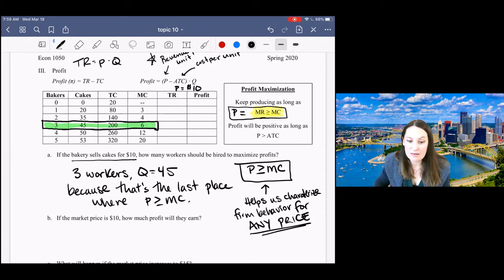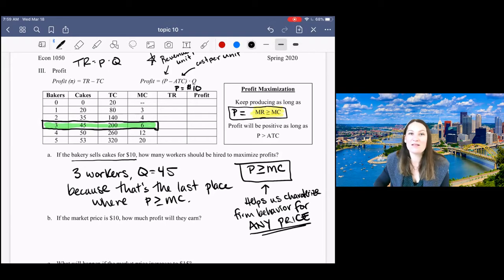For any price, okay? So one way to approach this first question, how many workers should the firm hire to maximize their profits, would be to calculate profit for all of these different points and then pick the highest one. You could do that. And that would tell you for a price of $10, what point would maximize profits. But by calculating marginal cost instead, this allows me to see how much the firm would produce for any price, without any additional calculations.